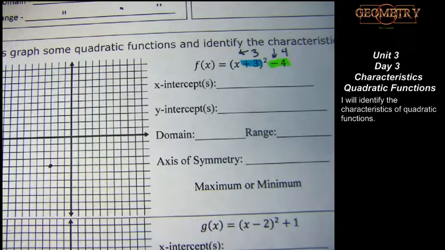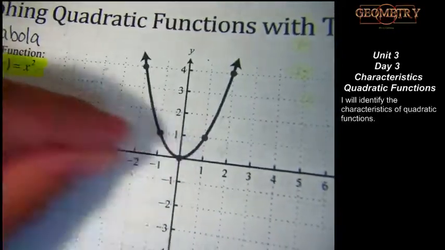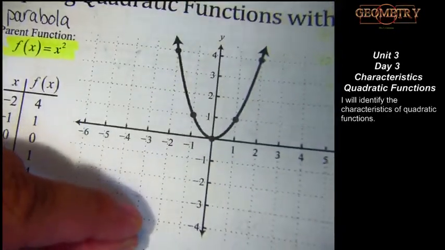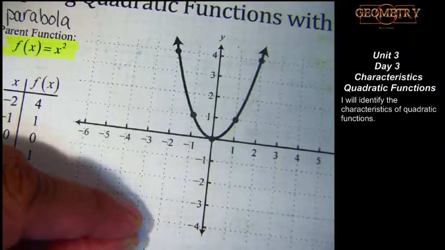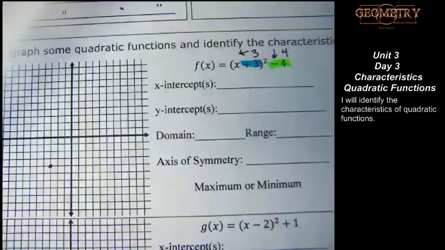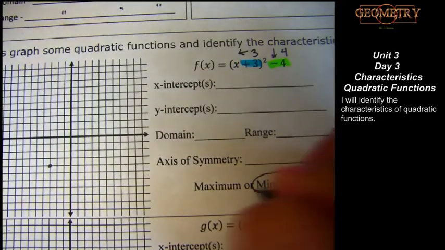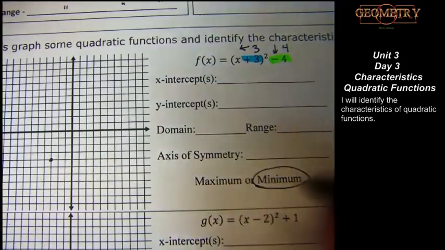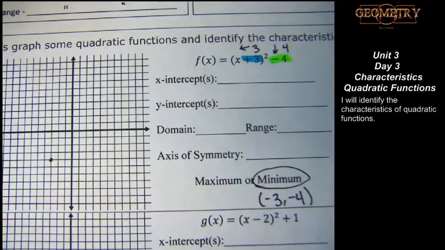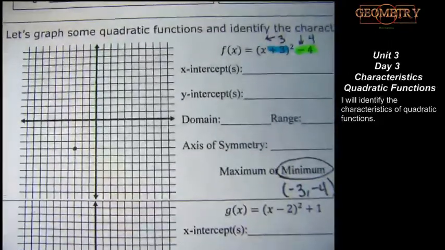Because if I were grabbing that dot and moving it down to here, it still opens up. That point is our minimum value. It's the lowest that we have. Beautiful. So I'm going to go ahead and circle minimum, and I'm going to put the coordinates of that point, because we already identified where it was. These are so good.